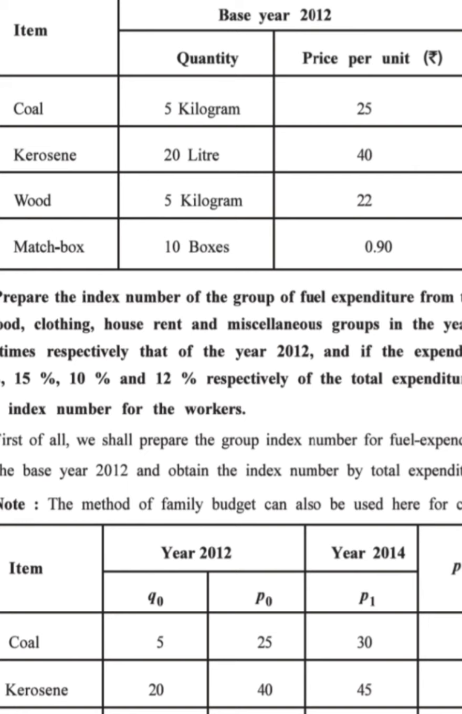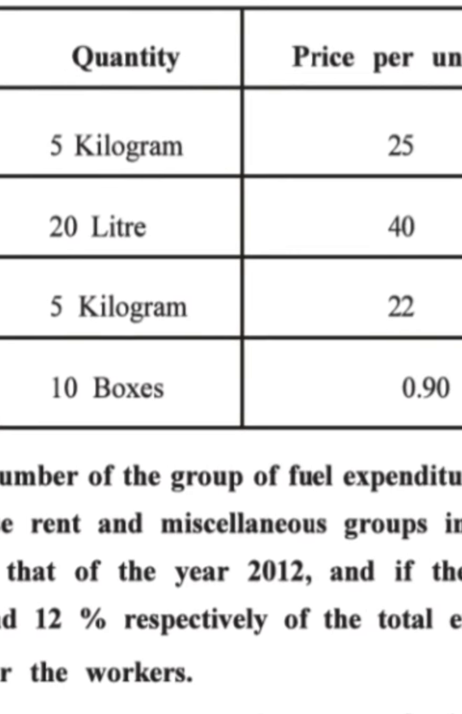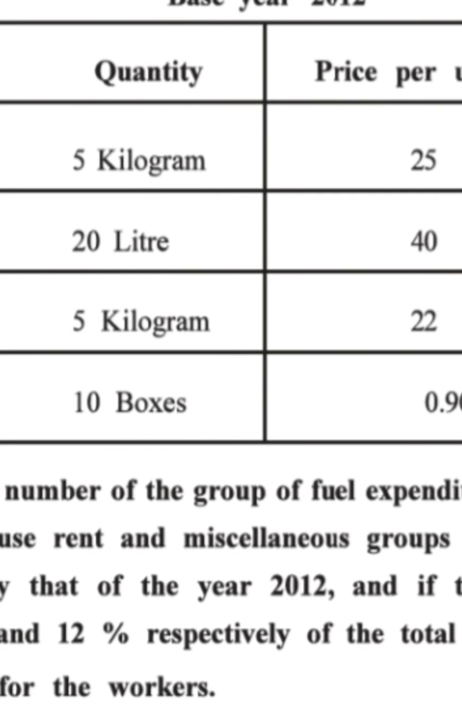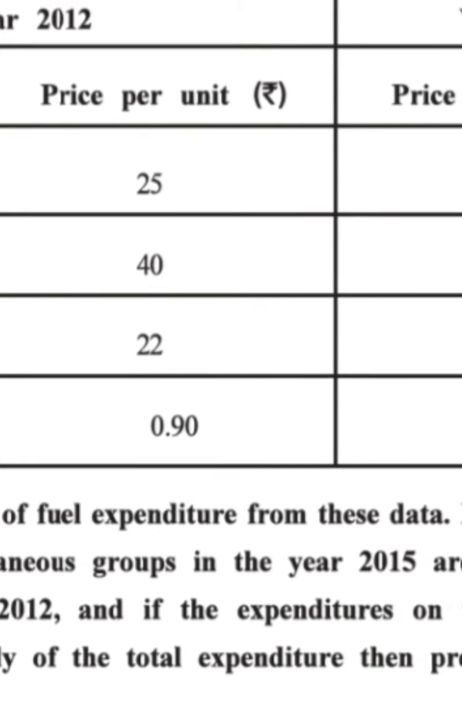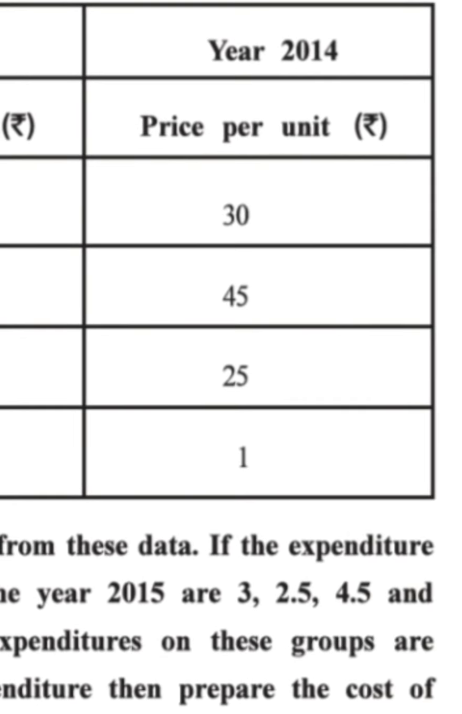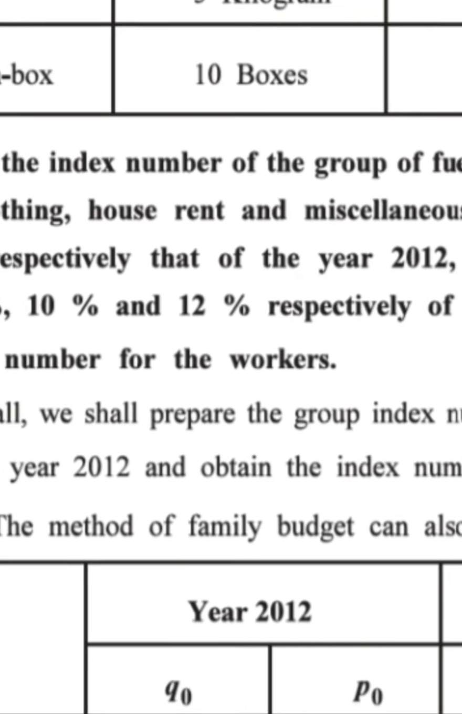And for the matchbox, you would find 90 paise for 10 boxes. So they have given us the price for the base year, and the quantity has been given to us. In short, the quantity over here is your Q0, and the price over here is your P0. Then, children, you would find the price per unit has been given for the current year. This is the column of P1, that is 30, 45, 25 and 1. Further, we'll see the question given.